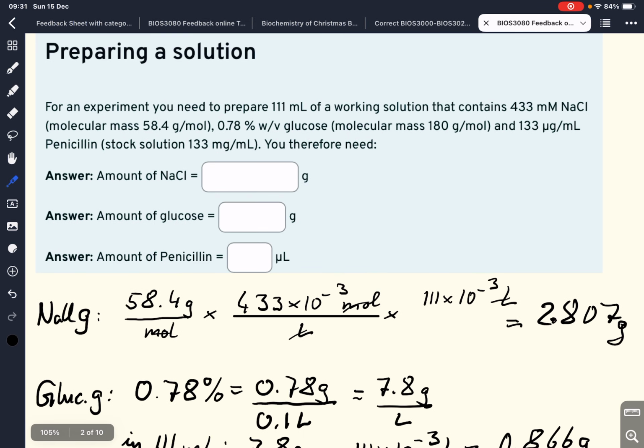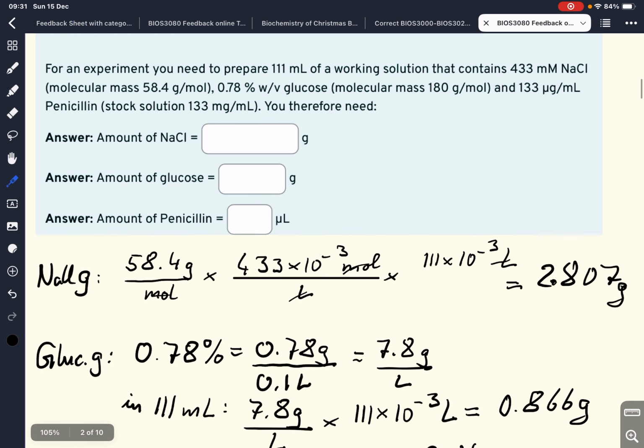So let's start with the sodium chloride, and I've done that already. We are looking for the grams of the sodium chloride here. We've got the molecular mass of the sodium chloride, so that's 58.4 grams per mole. The grams are in the right place. That's what we are looking for. So we just need to get rid of the mole. And we know that our solution should be 433 millimolar. And we can write this as 433 times 10 to the minus 3 mole per liter.